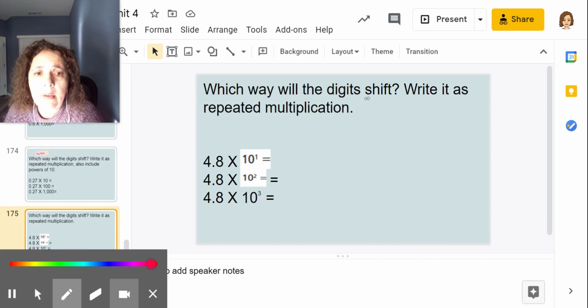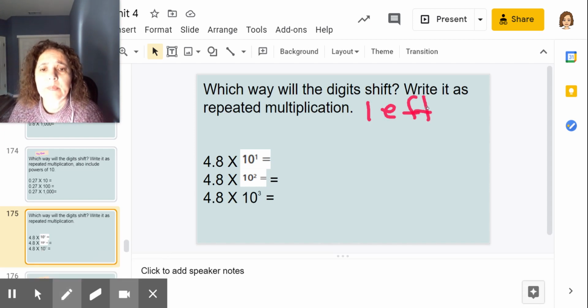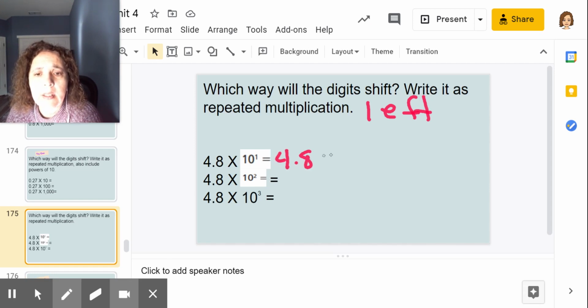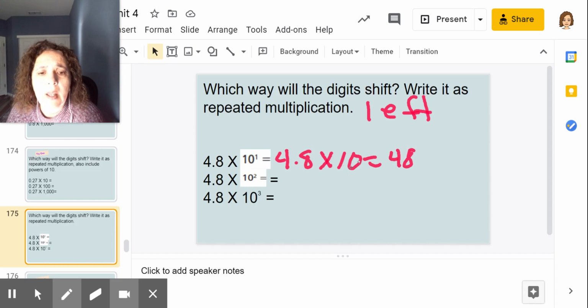Good. If you said left, you are right. They're all going to shift to the left. And so 4.8 times 10 to the power of 1 is the same thing as 4.8 times 10, because I only have one 10. Okay, let's go ahead and just solve this. I'm going to ignore the decimals, just 48 times 10, or 48 times 1, which is 48. Add my 0. One place value shift, so that gives me 48. Let's do the next one.